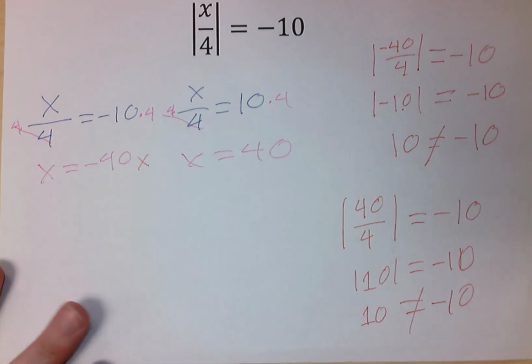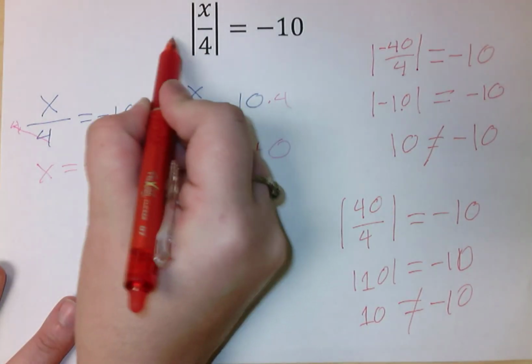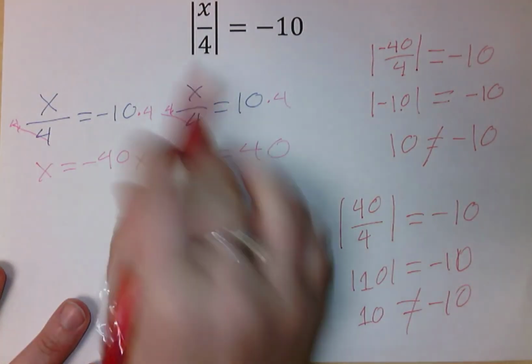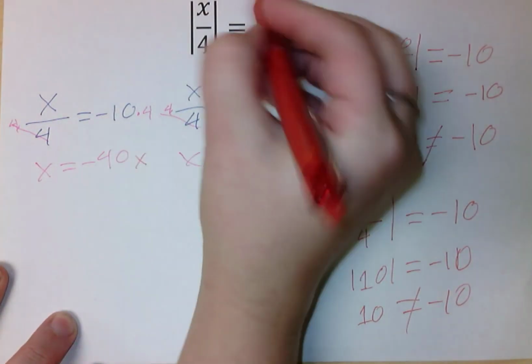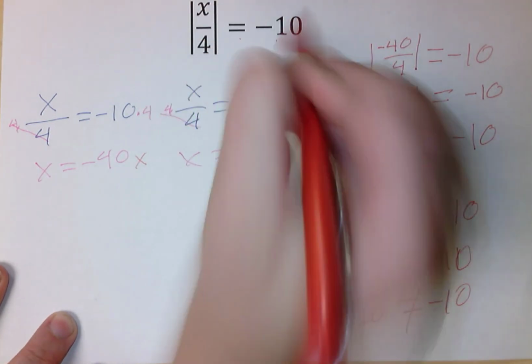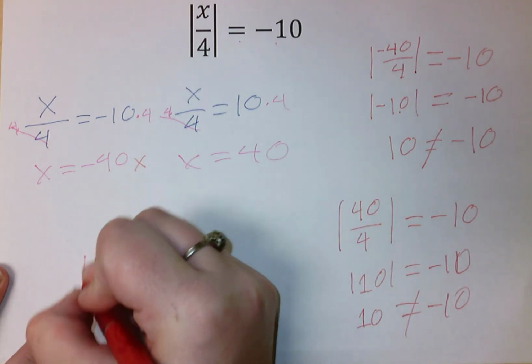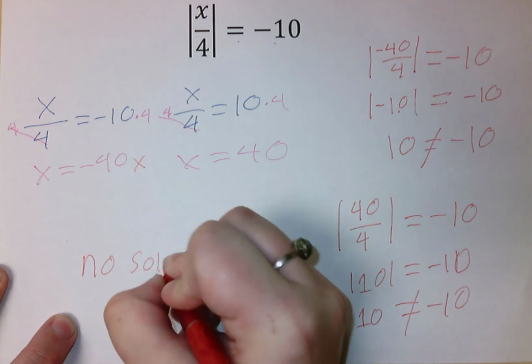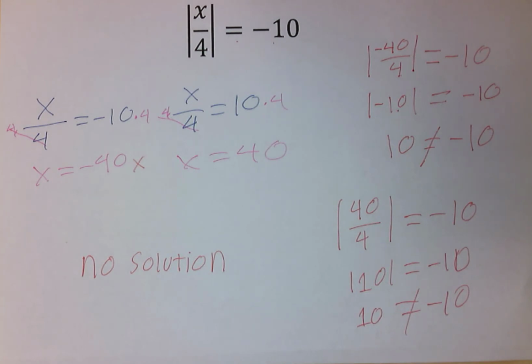So, is there any way that an absolute value by itself would equal a negative number? The answer is no. Short of putting a negative 1 on the outside, I cannot make this equal a negative 10. So if I have my absolute value isolated and it's equal to a negative number, we have no solution, because there is no number that I can plug in for x that will give me a negative number out.